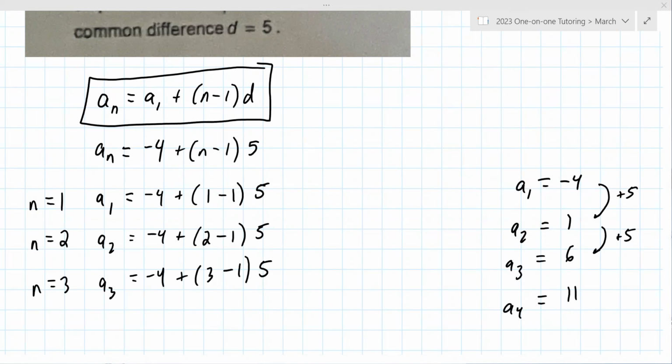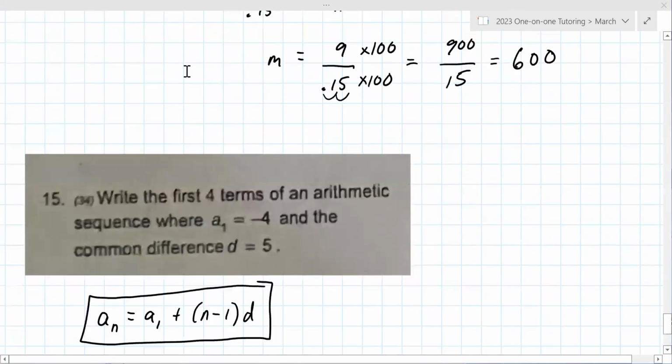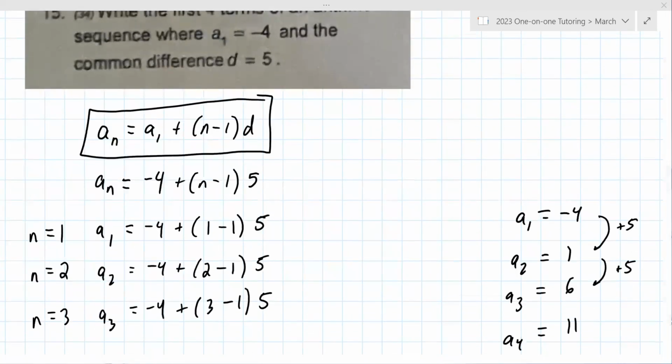Any questions on that? No, I'm good. All right, so let's move on. We just did 15, then I did 16 before that, so we'll do 17. All right, ratio of men to women in an exercise class.